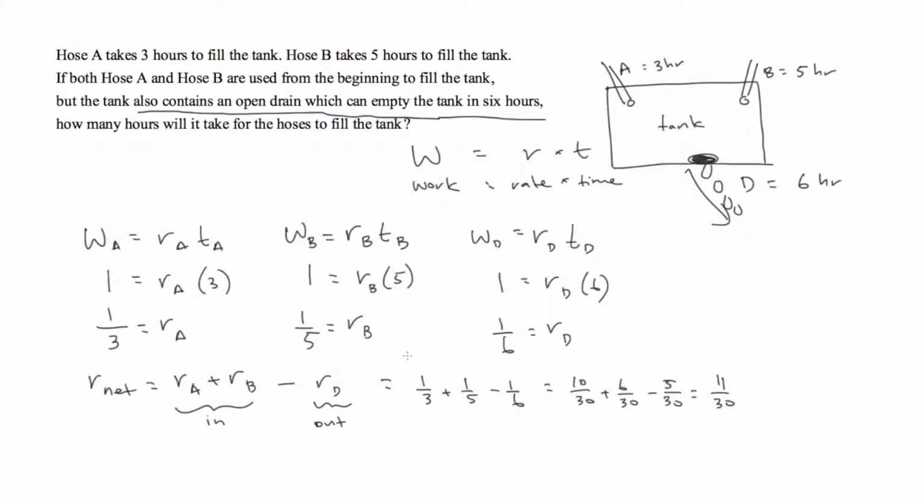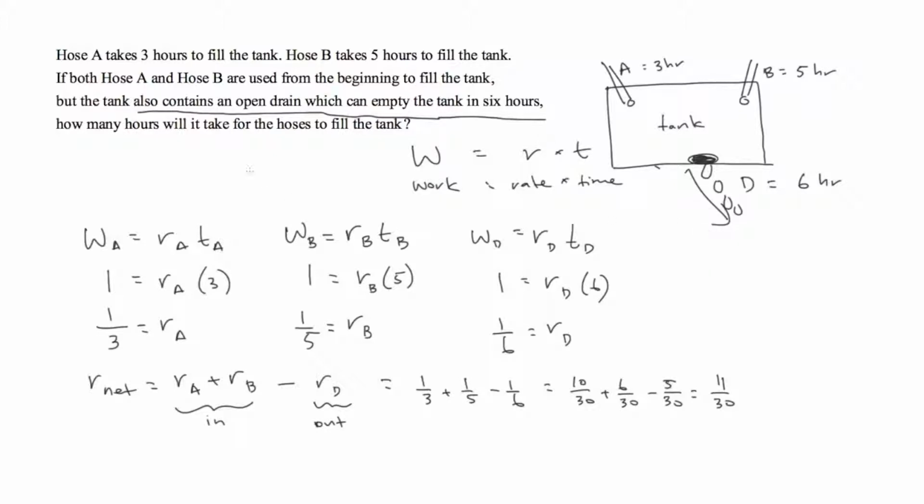So again, what R net means is hose A and hose B, they're both pumping water in, but we know that this drain is leaking out. So we know that since everything is working at the same time, 11 over 30 would represent how much water is actually being filled, or the rate that the water is actually filling up the tank with all three things occurring at the same time.